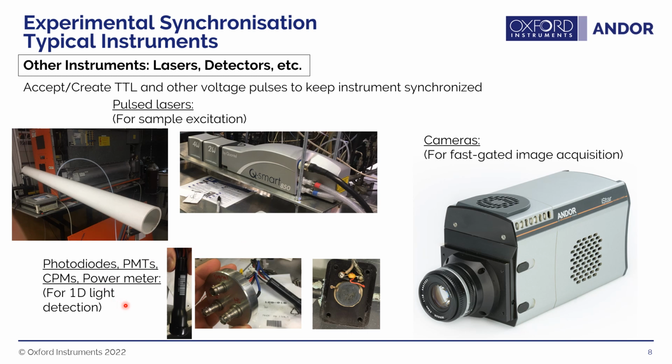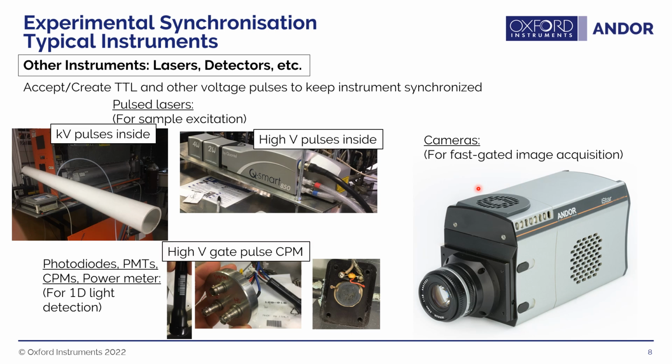These include photodiodes, PMTs, CPMs, and power meters. You can see here's a CPM with some of its electrical connectors, as well as a power meter that I opened up one day when I was doing some troubleshooting in the lab. And lastly, there are 2D detectors, so cameras in this case. Pictured here is the iStar sCMOS.